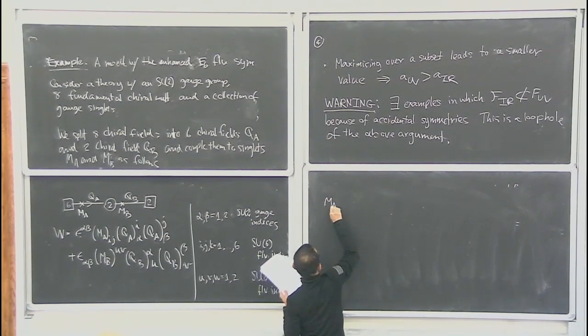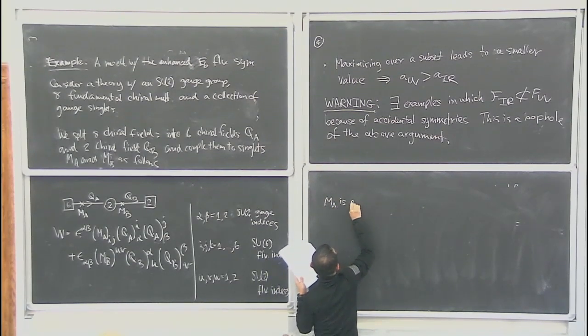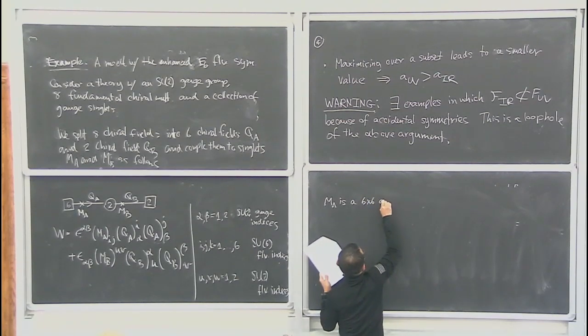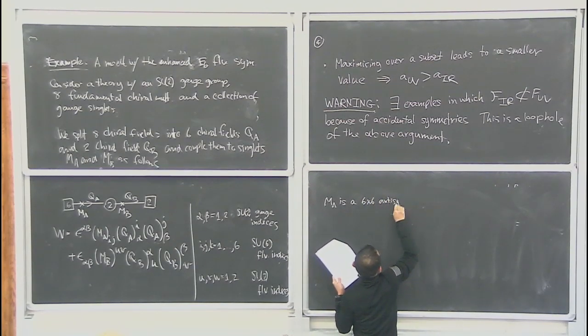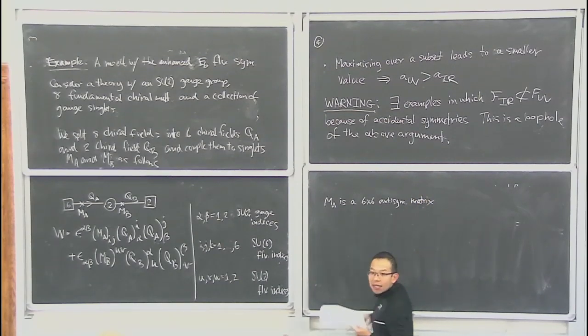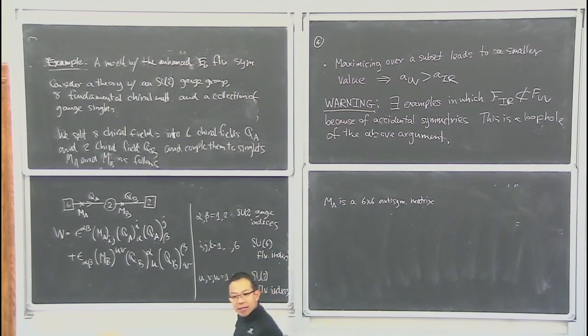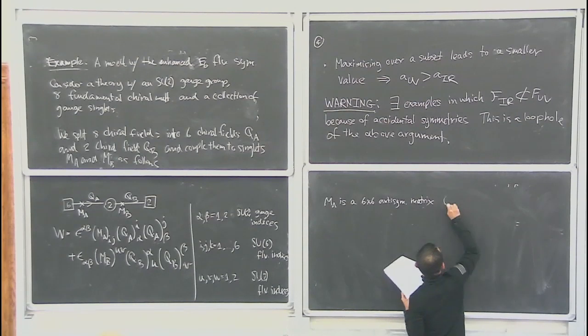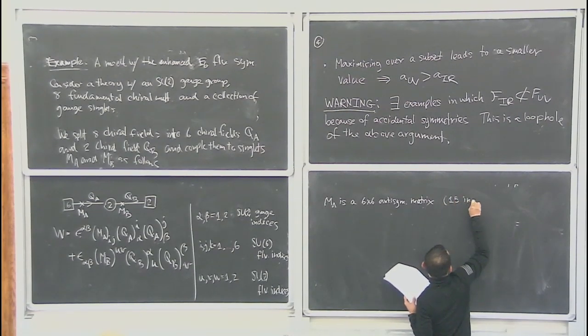MA, you can think of MA as a 6 by 6 anti-symmetric matrix. Can you tell me how many independent components there are? 15, yes. 15 independent components.